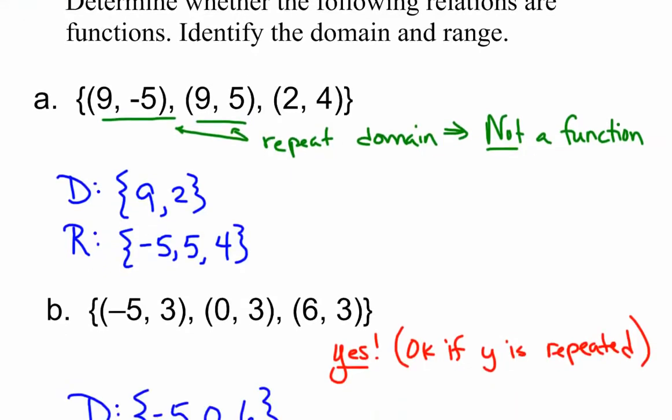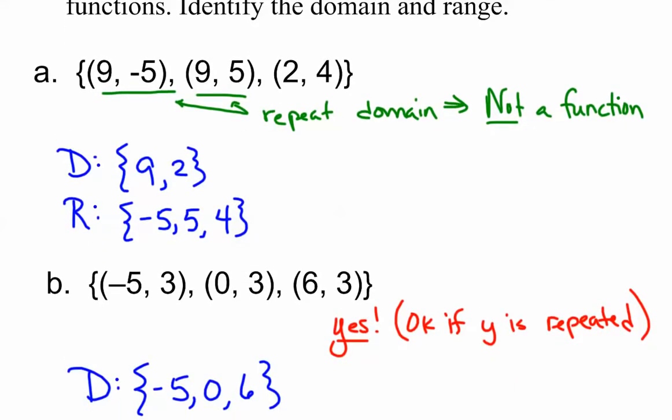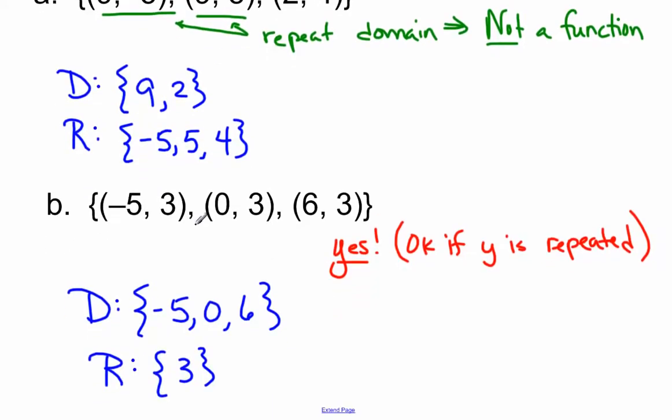Okay, this last example here that I have, we have these sets of ordered pairs, and what you notice about these is that -5 gets paired with 3, 0 gets paired with 3, 6 gets paired with 3. I don't care that there's a repeat with the y value or the second value. The point is each one of these first things only got sent to one second thing. So this qualifies as a function. The domain is just the list -5, 0, 6, and the range is very simply just 3.